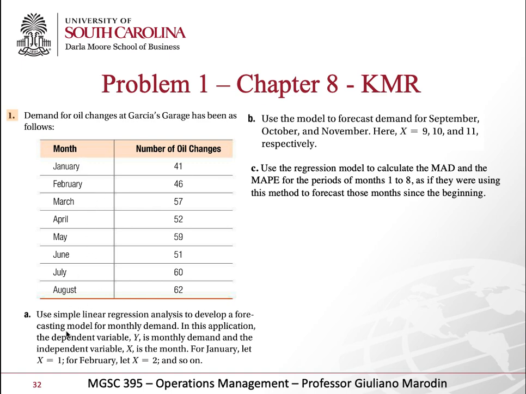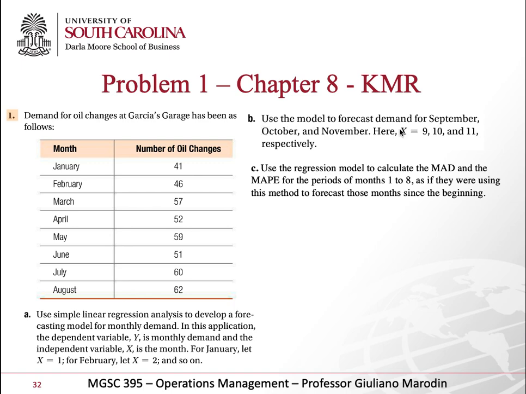So that's what we explain in part A of the problem. Use simple linear regression analysis to develop a forecast model for monthly demand. In its application, the demand variable y is monthly demand and independent variable x is the month. So our assumption here is there's a certain trend going on. So I'm either increasing the demand over the months, or I'm decreasing the demand from one month to another. So January will be x equal 1, February will be x equal 2, and so forth and so on. And then what he wants us to do is use the forecast model.